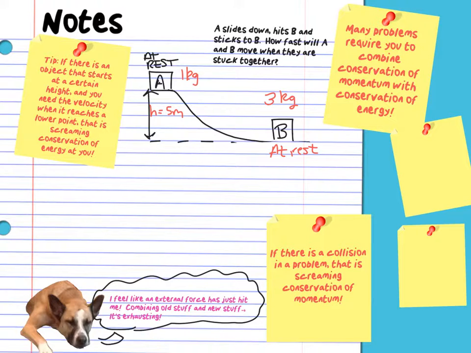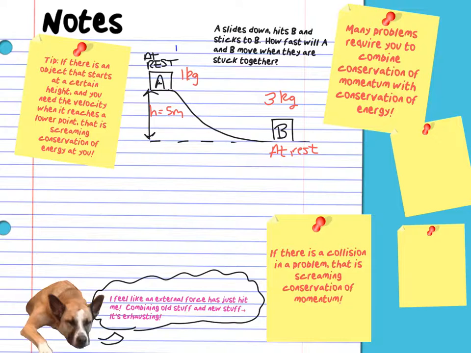Well, if they're going to collide and we're going to use conservation of momentum, we're going to need to know the velocity of A right before it hits B. All right, so let's treat this problem. The first part of the problem is going to be a conservation of energy problem, and the second part of the problem is going to be a conservation of momentum. So I'm going to put this in a different color here.